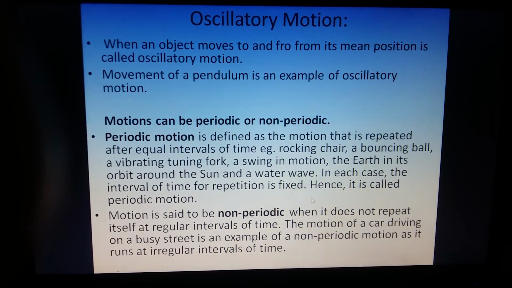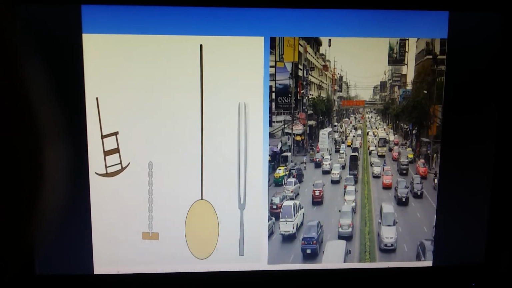So students, you must have understood all the three types of motions today.